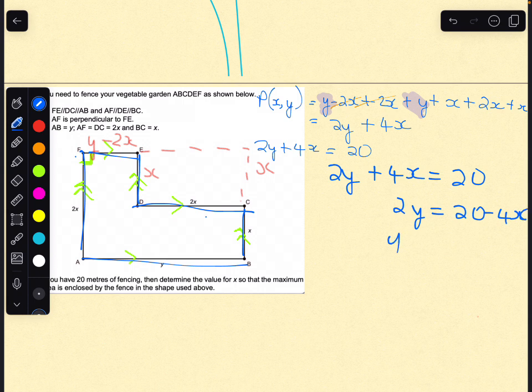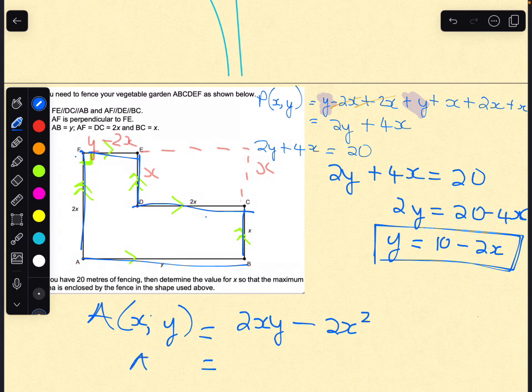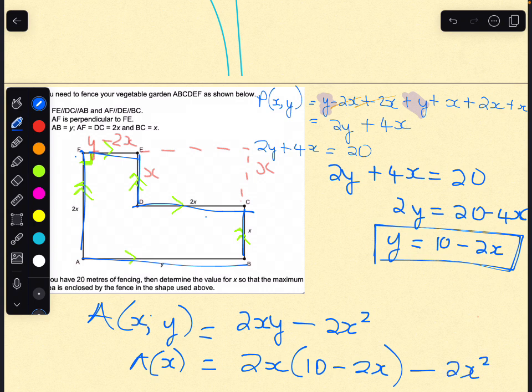Okay, and then divide by 2 throughout. So then that is my expression for y in terms of x. Cool. So then we say the area of the rectangle in terms of x and y. That's pretty much what we did before. That's going to be 2xy minus 2x squared. And then now we can write it as a function of just x. We can replace the y here with 10 minus 2x, which is coming from this over here.